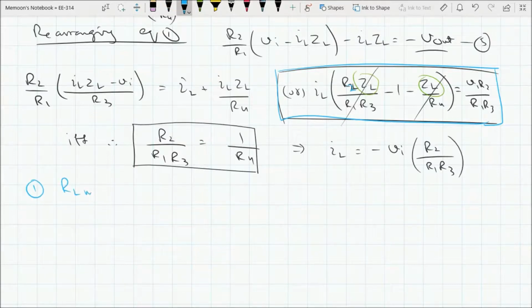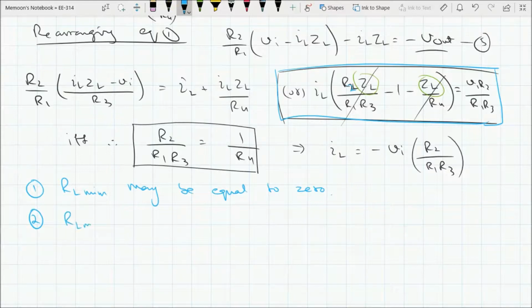RL minimum may be equal to 0. The range of the load resistor is being defined here. So this is just one part of that load resistor range. The second one is actually a limitation, the upper boundary of our load resistor.